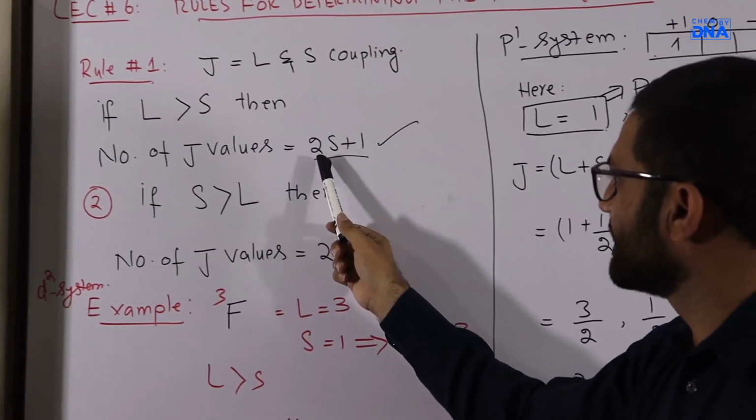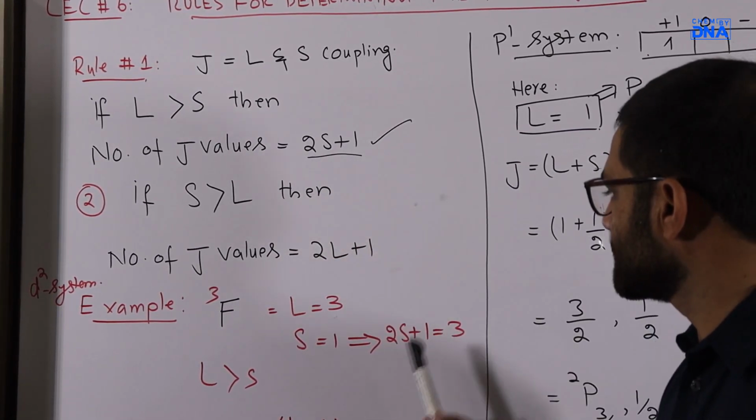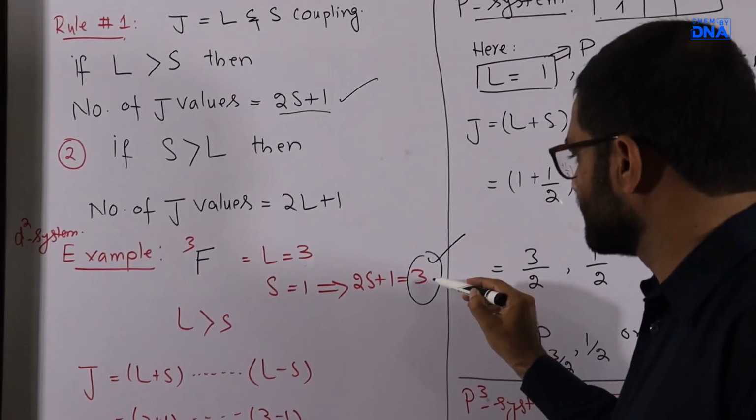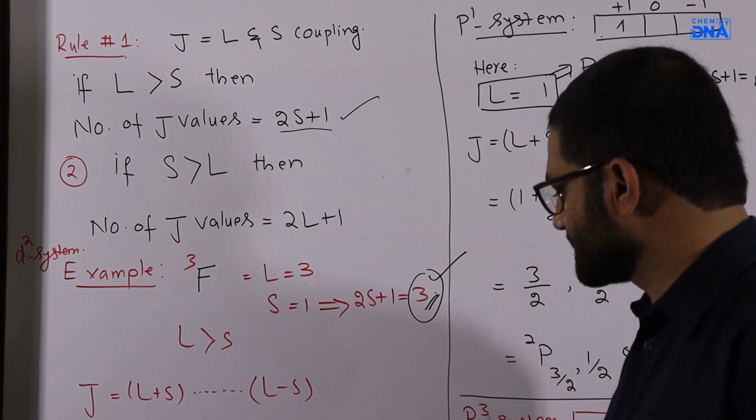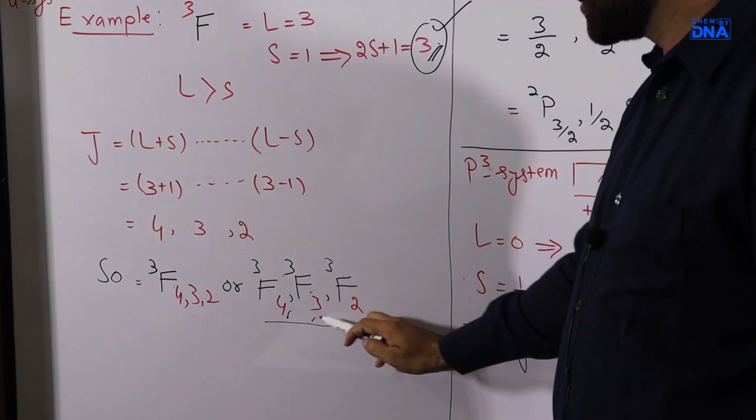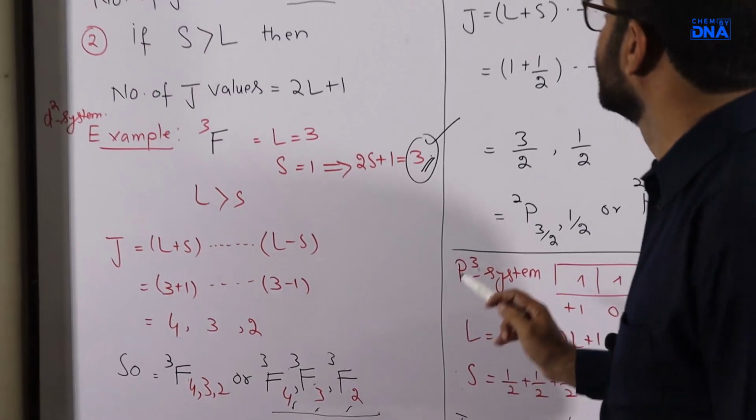And you said that in this rule the number of J values is equal to 2S plus 1, and the 2S plus 1 value is 3. It means that you will get 3 J values, and as a result it is clear that you are getting 3 J values which are 4, 3 and 2.